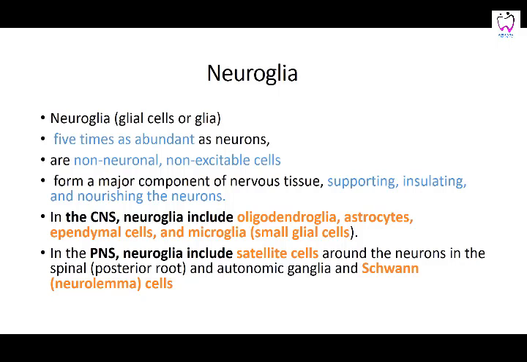In the peripheral nervous system, the neuroglia include the satellite cells, around which the neurons in the spinal posterior root and the ganglia, and then you have the Schwann cells. So in place of oligodendroglia, you have the Schwann cells in the peripheral nervous system, and you have the satellite cells around the neurons in the spinal posterior root and the autonomic ganglia. So in the central nervous system, you have oligodendroglia, which perform the myelination, whereas myelination in the peripheral nervous system is performed by the Schwann cells, and in the ganglia you have these satellite cells. The other supporting cells are the astrocytes, ependymal cells, and the microglia.